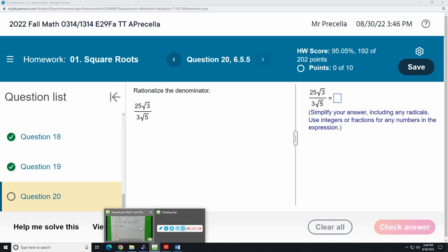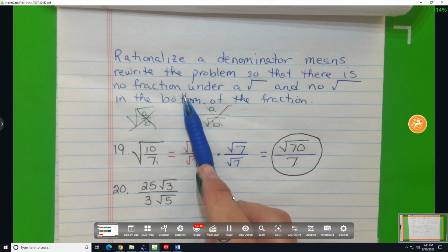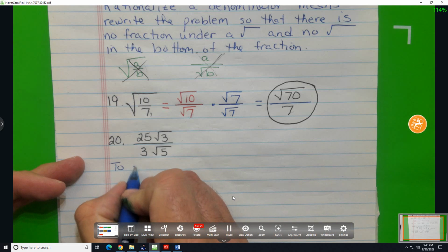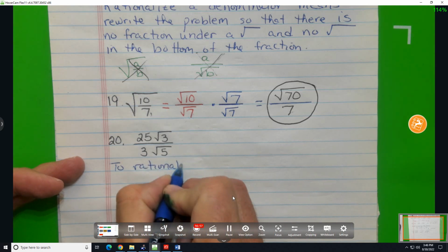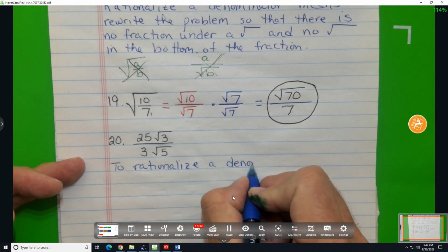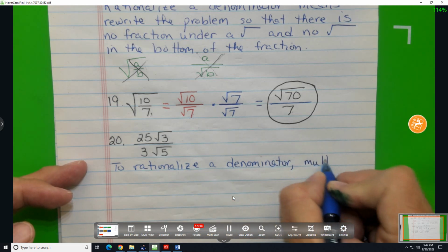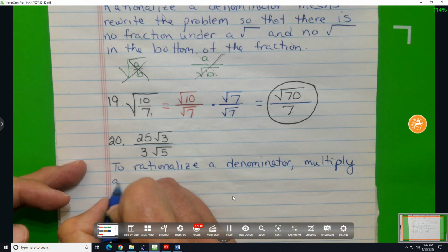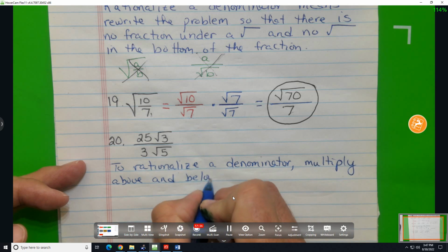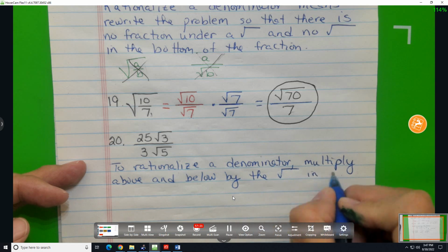Okay. So I've already done this long thing about rationalizing denominators. Now I want to say what I did right here. To rationalize a denominator, multiply above and below. If you take trigonometry, you'll be doing this a lot, this rationalizing. By the square root in the denominator.